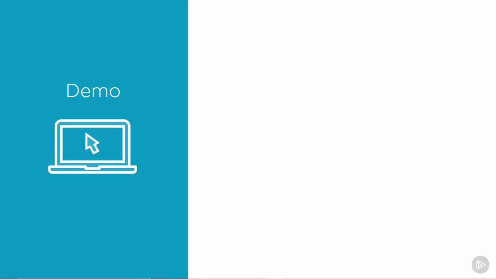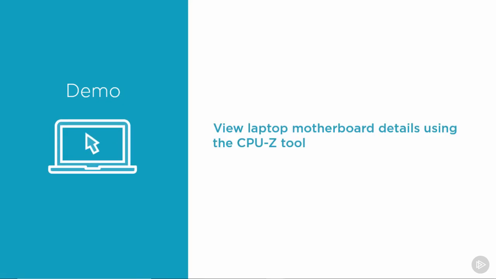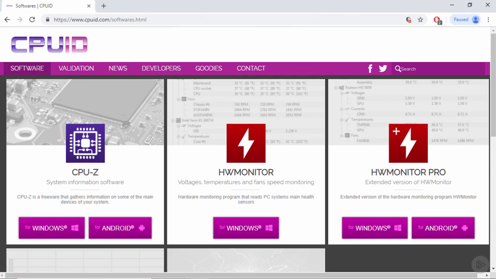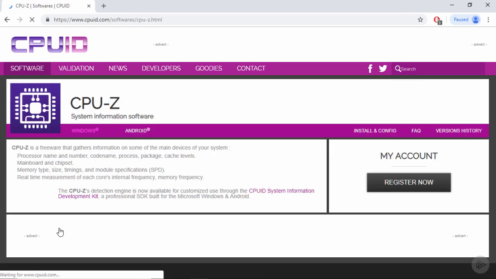In this demonstration, I'll be using the free CPU-Z tool to view laptop motherboard details. The CPU-Z tool is free software. Here I've navigated to the CPUID.com site and I'm looking at the software available. I'm going to go ahead under CPU-Z and click on Windows.